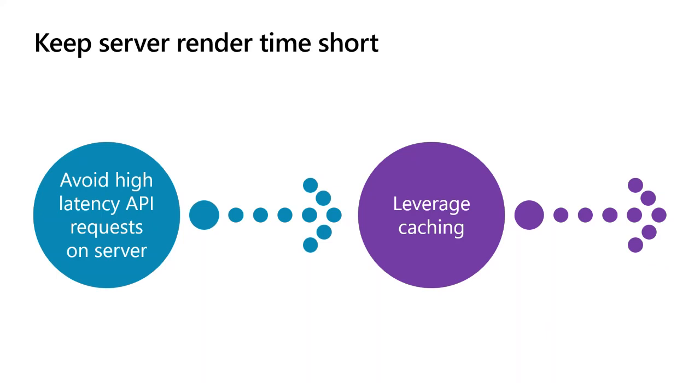Now let's take a look at a few best practices and patterns. The first best practice to keep in mind is to keep the server render time short. It is important to avoid high latency API requests on the server as they could impact the overall request latency. If the server is making an external third-party API request, it adds to the overall time taken to process the request from the client. In such cases, you can defer the data action to run on the client.